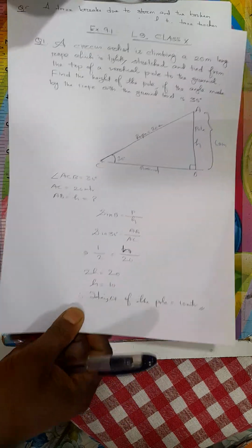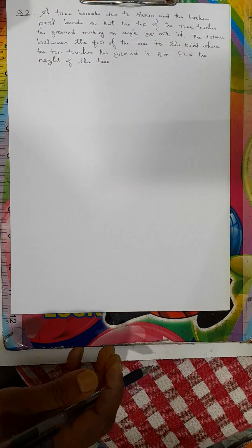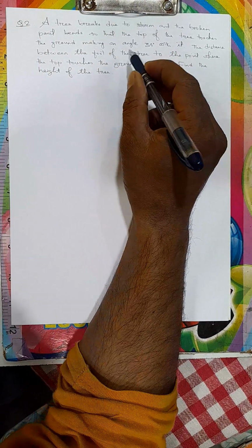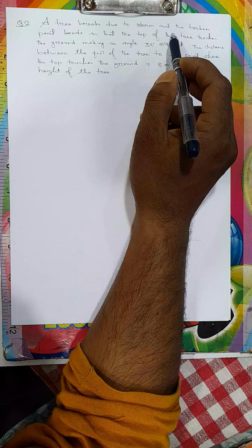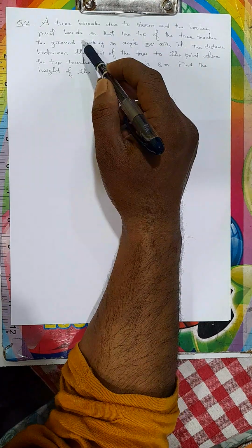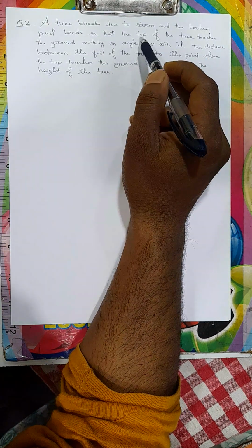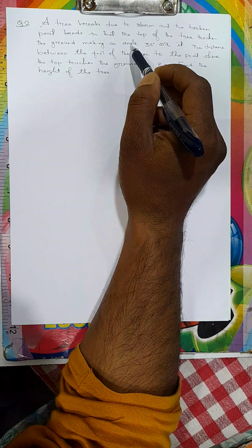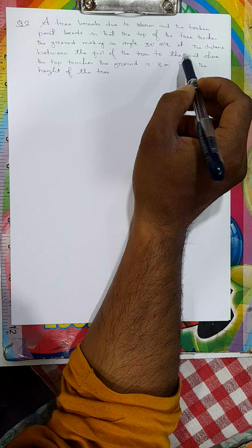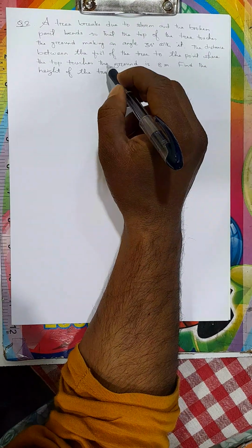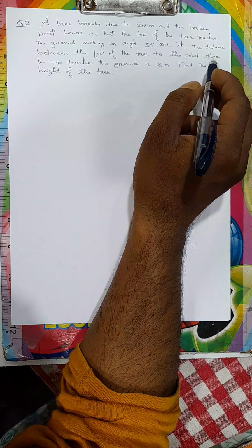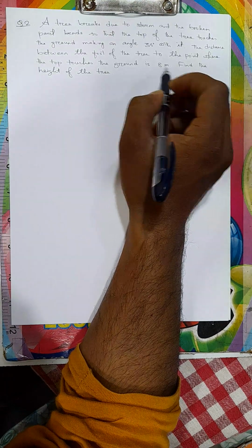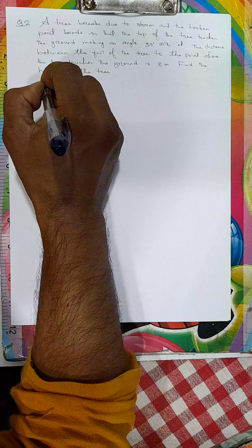Let's come to question number 2 here. A tree breaks due to storm and the broken part bends so that the top of the tree touches the ground, making an angle 30 degree with it. The distance between the foot of the tree to the point where the top touches the ground is 8 meter. Find the height of the tree.